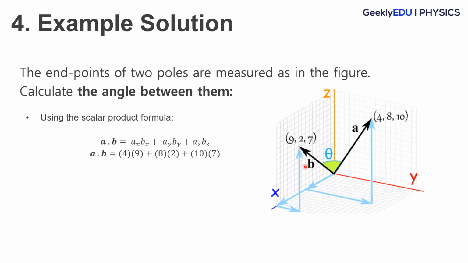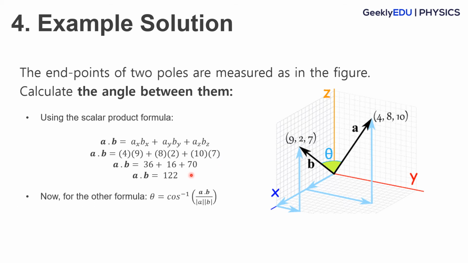So we have 4 times 9 plus 8 times 2 plus 10 times 7. And we have a result of 122. Remember, it's always a scalar number. Now we can use the angle formula, but we need first to find the magnitude of each vector.